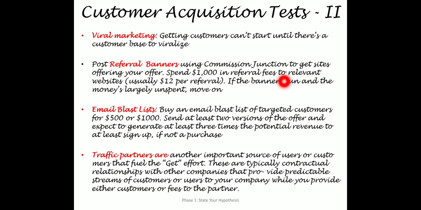Post referral banners, using Commission Junction to get sites offering your offer. Spend $1,000 in referral fees to relevant websites, usually $1 to $2 per referral. If the banners run and the money is largely unspent, move on. Email blast list: buy an email blast list of targeted customers for $500 or $1,000. Send at least 2 versions of the offer and expect to generate at least 3 times the potential revenue, to at least sign up, if not a purchase.